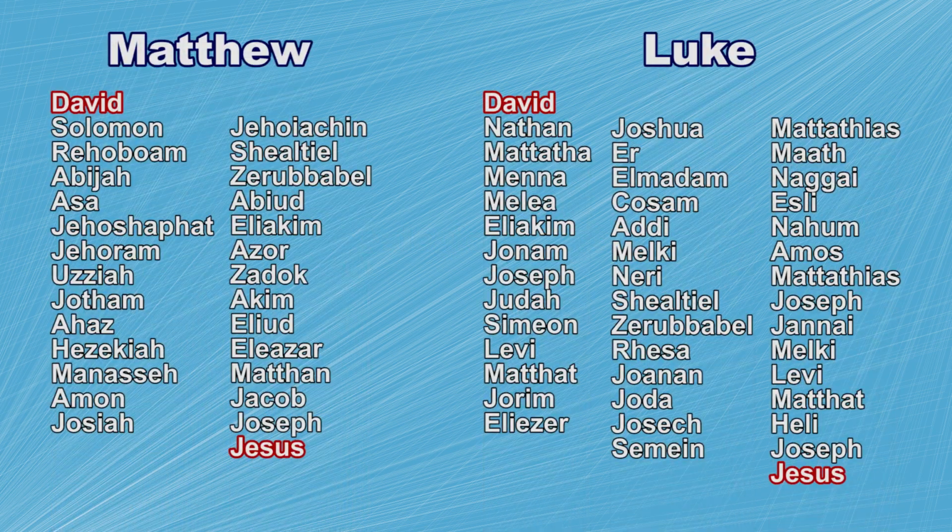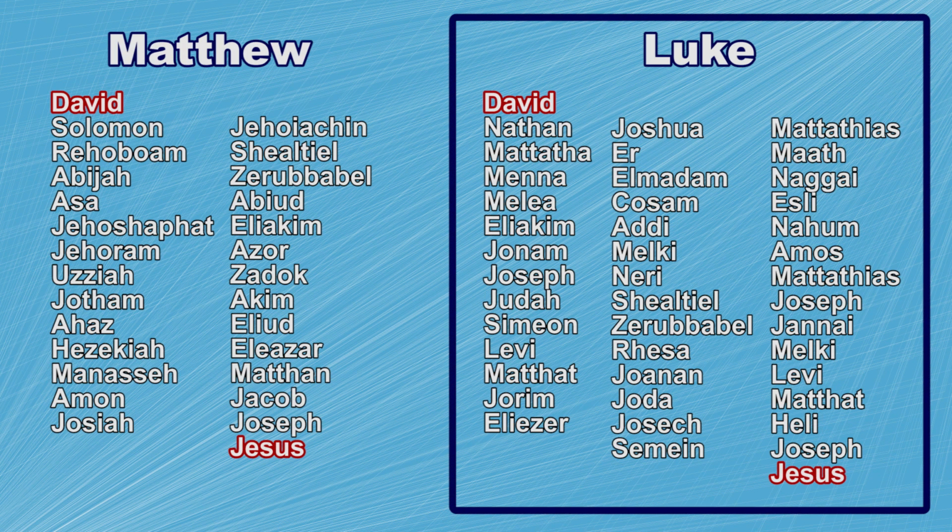The problem is, the genealogies don't match. Here is a list of both genealogies starting from King David onwards. Both go back further, but the real discrepancies start here. As you can see, they are almost completely different. That itself should be alarming. Which one did Joseph, the earthly father of Jesus, descend from? In this video, I'll be focusing on the genealogy in Luke.